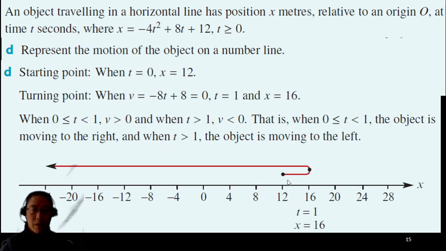So as a number line, you start at x equals 12, you go here, that's your turning point. So x equals 16 and v is going to be equal to 0. And then you're moving towards the left until you pass the origin and you continue in negative directions. So that's fine. I'll continue with that.